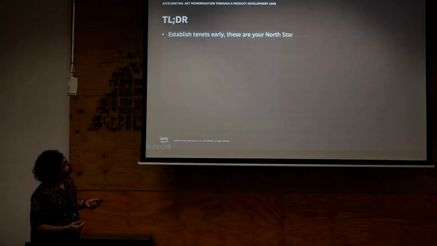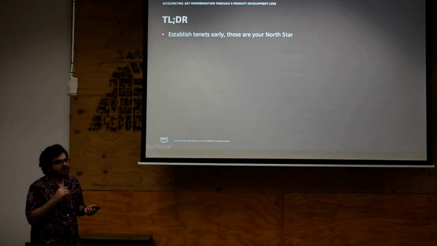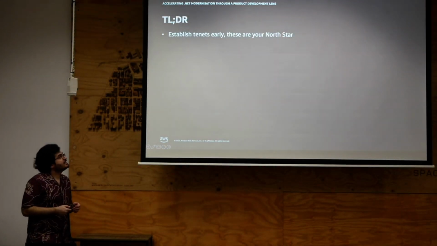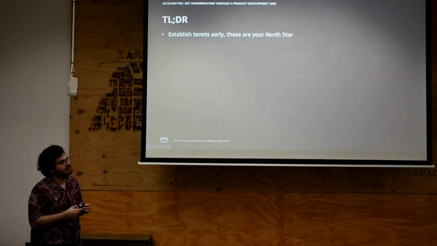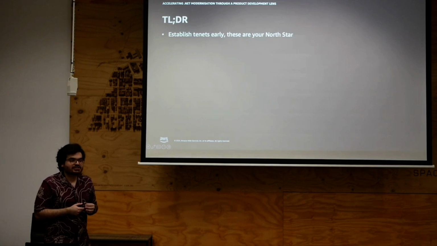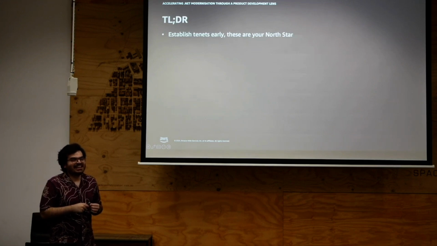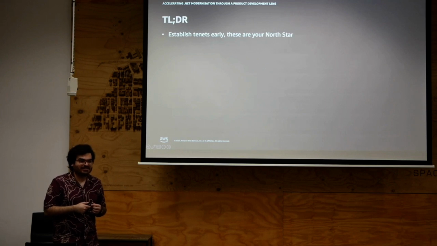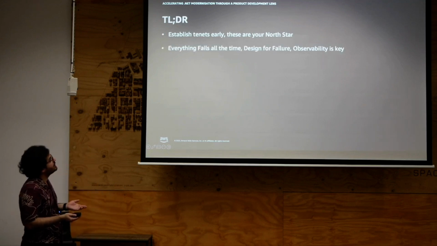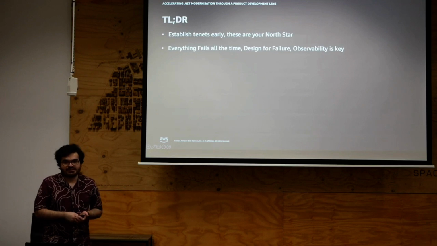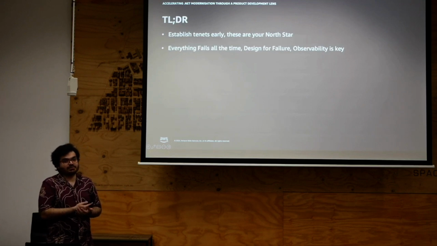Cool, TL;DR. What did we cover? Establish tenets early. These are your guiding star. I almost don't like architecture meetings anymore because everyone has an opinion, and everyone is right and everyone is wrong at the same time. So tenets will help you answer the question of what's important for your team as a collective. Everything fails all the time. Design for failure; observability is key. This is the last thing that we talked about, but one of the most important things.